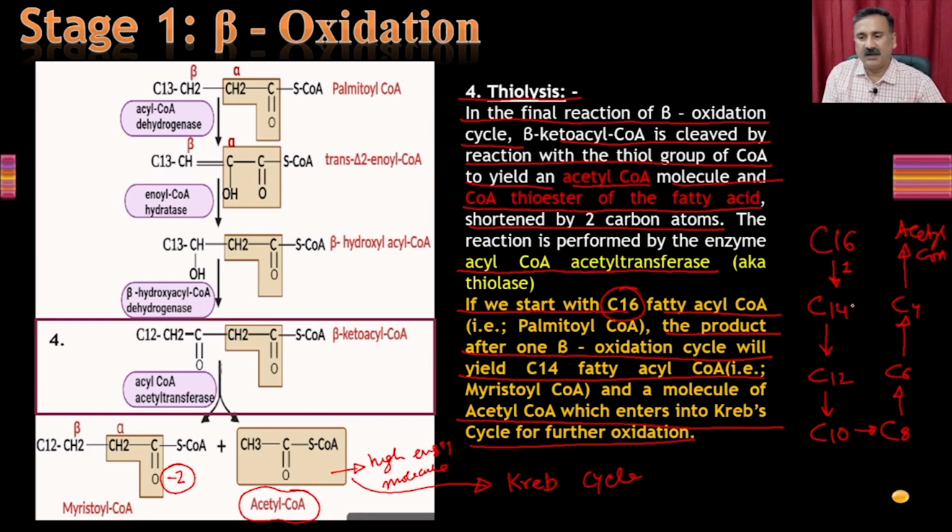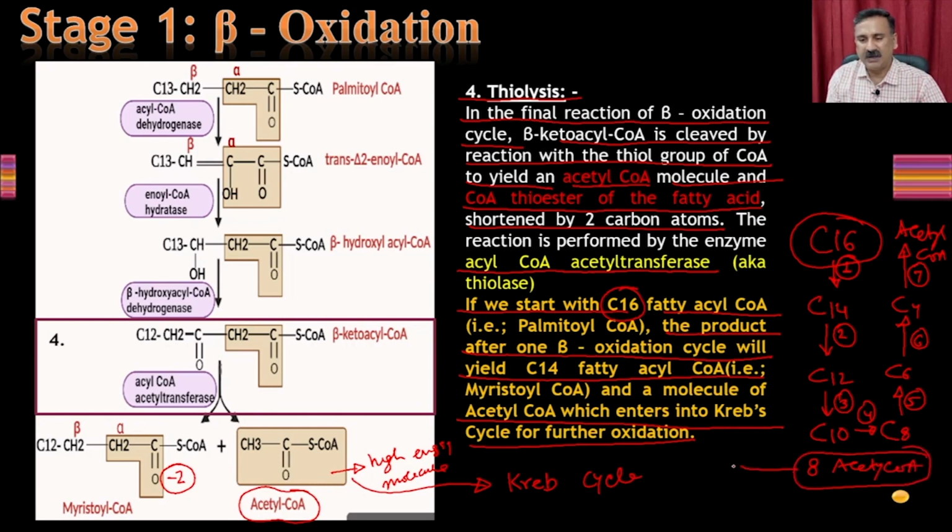So you can see how many beta oxidations are going to happen. 1, 2, 3, 4, 5, 6, and 7. Okay. So after the 7 rounds of beta oxidation, it is actually going to fully oxidize this fatty acid chain, which only contains C16 molecules. And in this process, it is going to generate 8 molecules of acetyl CoA. This means all these 8 molecules of acetyl CoA then enter into the Krebs cycle.